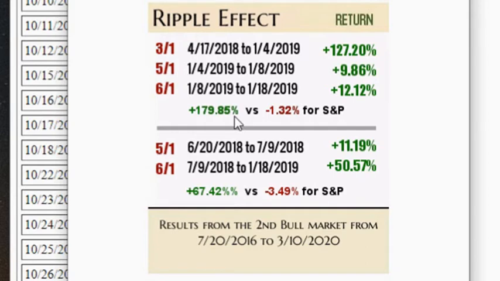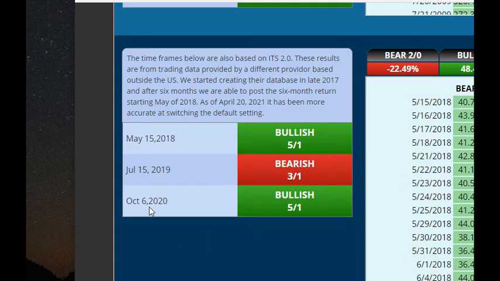So this doesn't happen often, but when you do see this ripple effect, that means some big gains are coming. So where are we now? Let's go and move forward. All right, so we know the latest bullish trend, bullish 5-1 here, started on October 6, 2020. So let's see where we are today and what has happened since then.